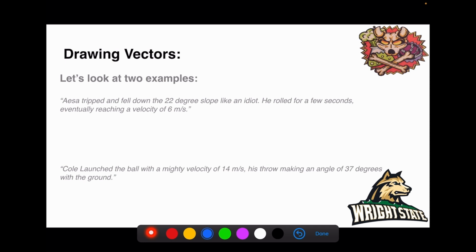So what we're going to do is we're going to draw a slope like this. That angle is 22 degrees here. I am falling down it. Here's me.